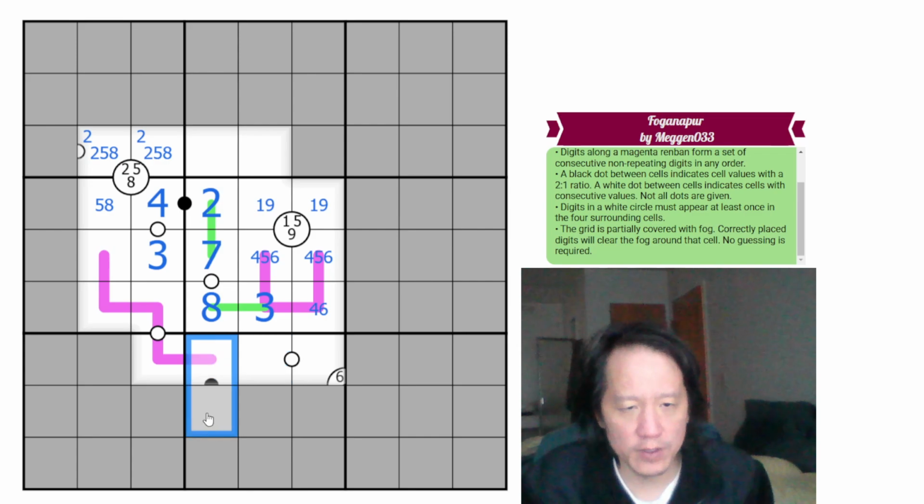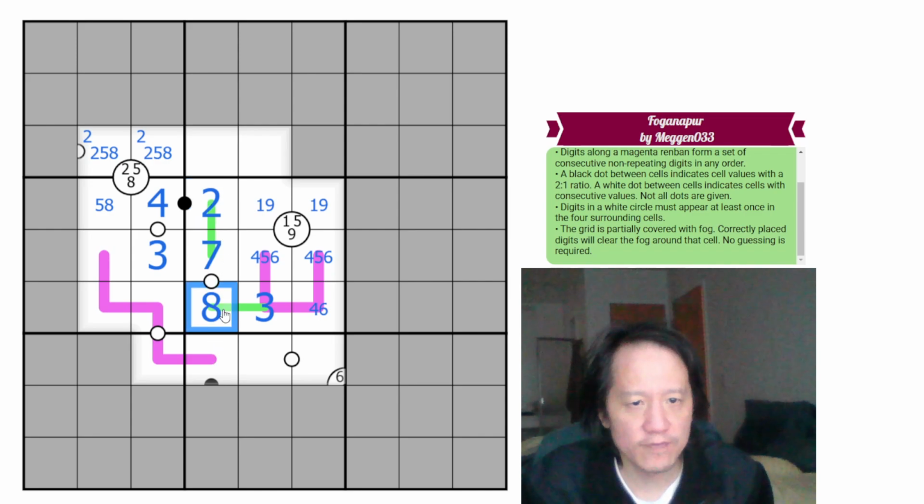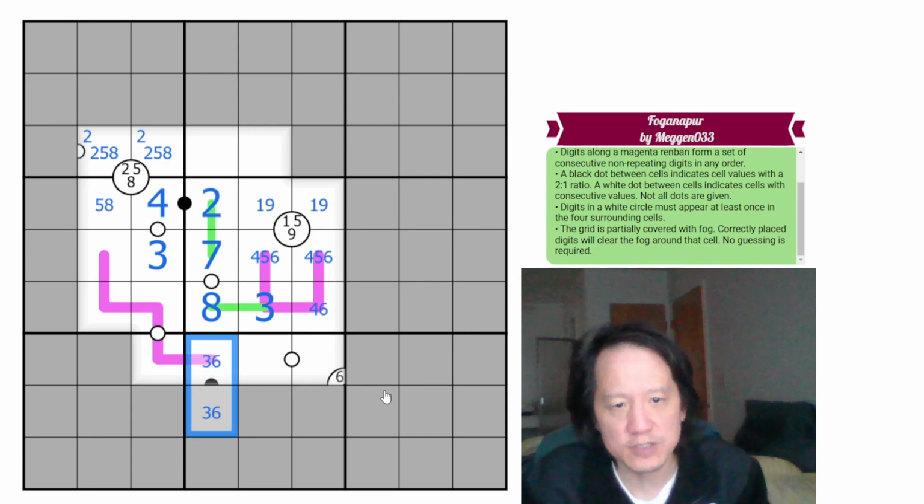This cannot be 1, 2 because of this 2. It cannot be 2, 4 because of this 2. It can't be 4, 8 because of this 8. Therefore, this has to be a 3, 6 pair.